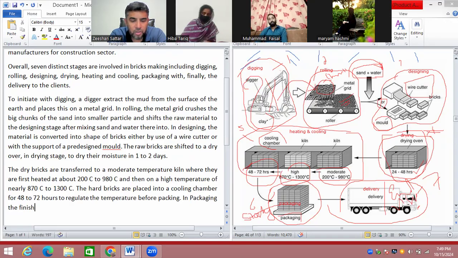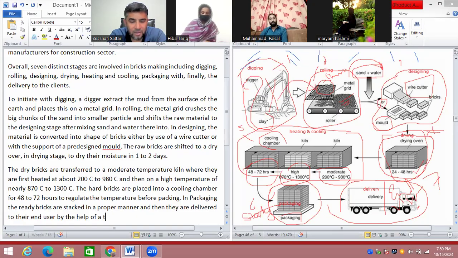In packaging, the finished bricks or ready bricks are stacked in a proper manner, and then they are delivered to their end users by the help of a truck, trawler, or lorry, any word we can use.